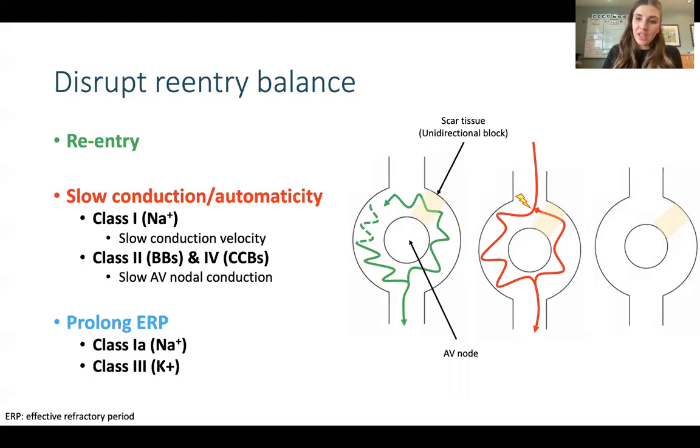Or what we can do is just prolong that effective refractory period. And the same idea, we're going to use sodium channel blockers, specifically class 1As, and potassium channel blockers. And what's going to happen in this circumstance, it's going to loop back up. There's that refractory period coming in. It's going to hit itself and extinguish.